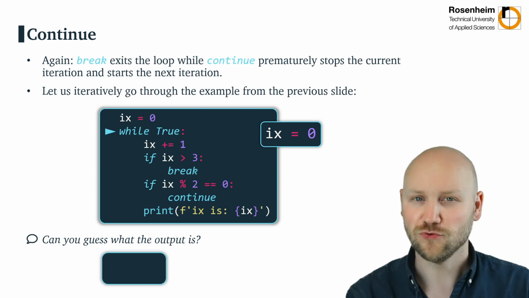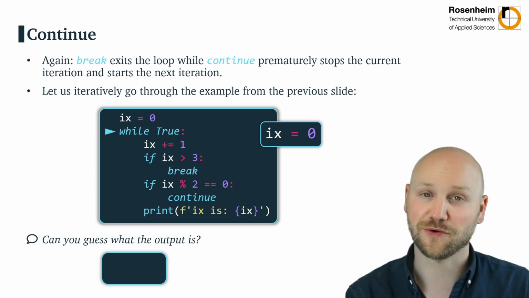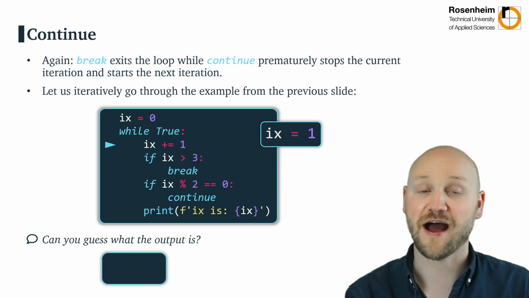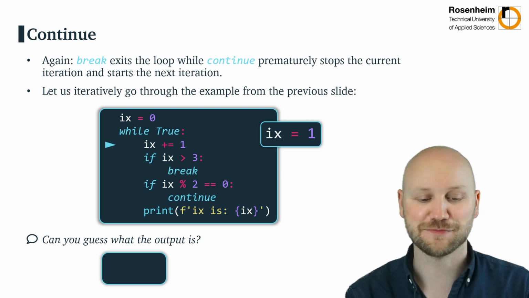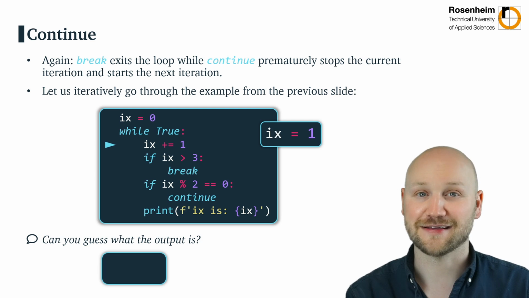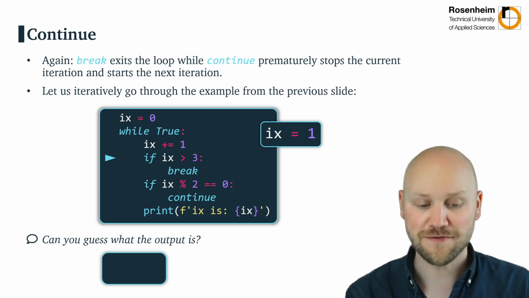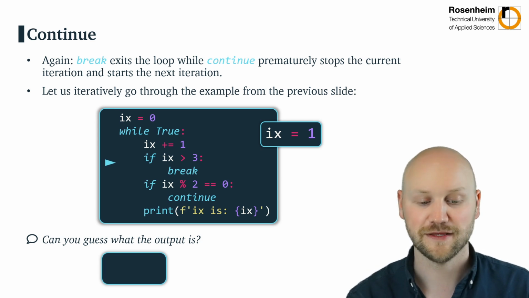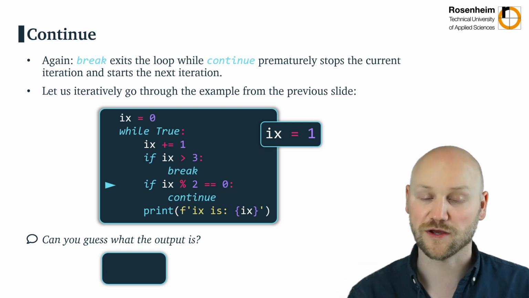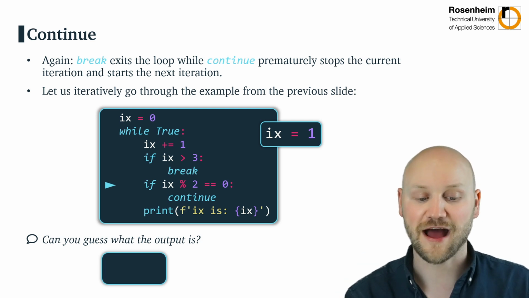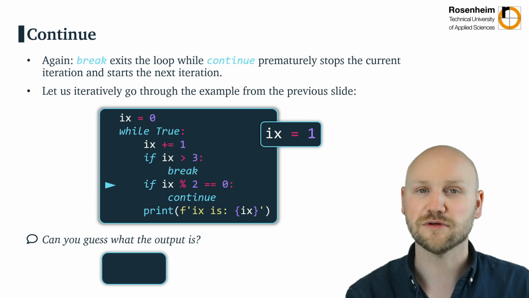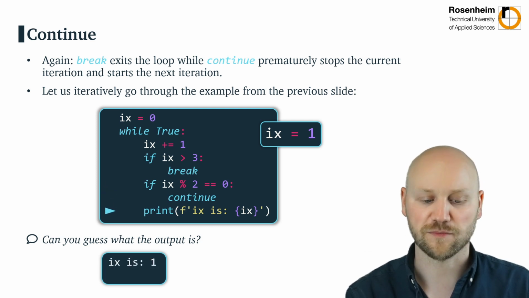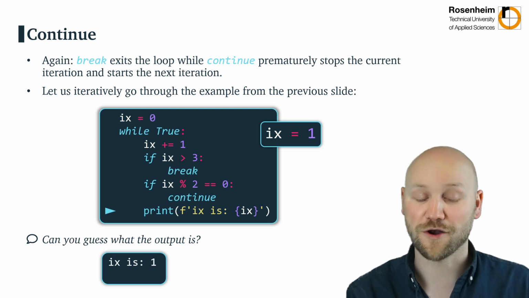So the while true loop is always true. It's always going to enter that while loop. Then we have ix +1, so at this point in time ix equals 1. Then we have if ix is greater than 3, we are going to break, but this is not the case. This is only the case if ix is 4. Then we are skipping the break. We are going to the next if condition, if ix modulo 2 is 0, and this is also not the case. So we are going to print, and we are printing that ix is 1.